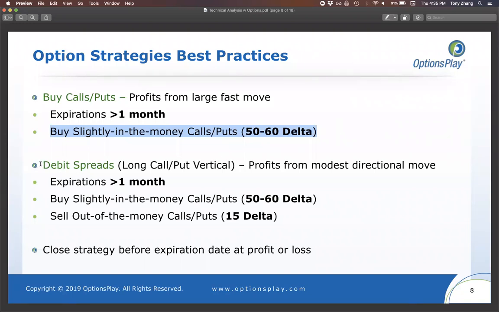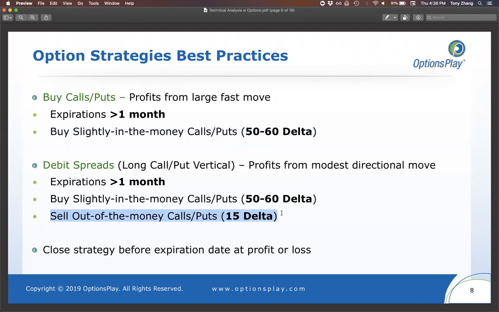For debit spreads, it's really very, very similar to a long call or a put. Because same thing, you want to buy expirations that are greater than 1 month out. You want to start by buying an in-the-money call or a put, a 50 to 60 delta call or a put. The only difference here now is that you're going to sell an out-of-the-money call against that. Roughly about a 15 delta call or a put will reduce the cost basis of that long leg by about 10 to 20%. It'll reduce your overall risk.